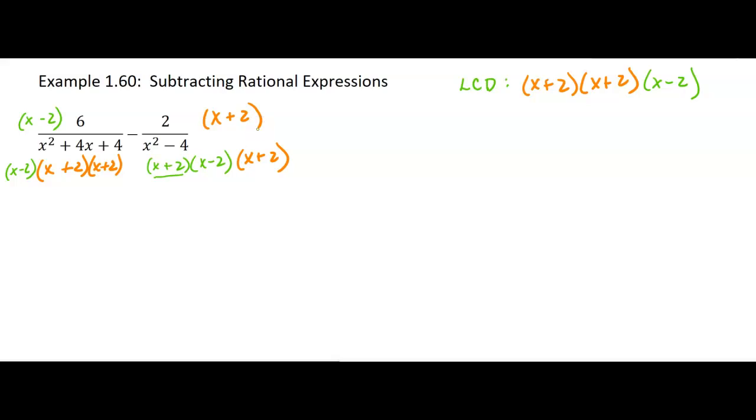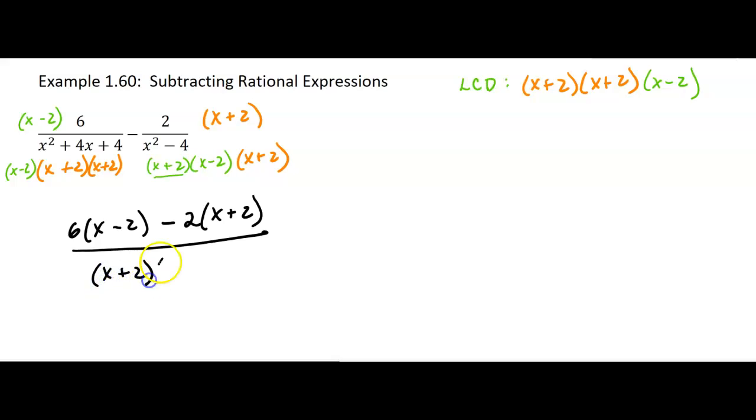Okay, so let me see if I can write this out just a little bit. I've got 6 times x minus 2. I'm going to have to multiply that out. Minus 2 times x plus 2. I'm going to have to multiply that out. Over, and then the denominator I have is the LCD. X plus 2, and x minus 2.